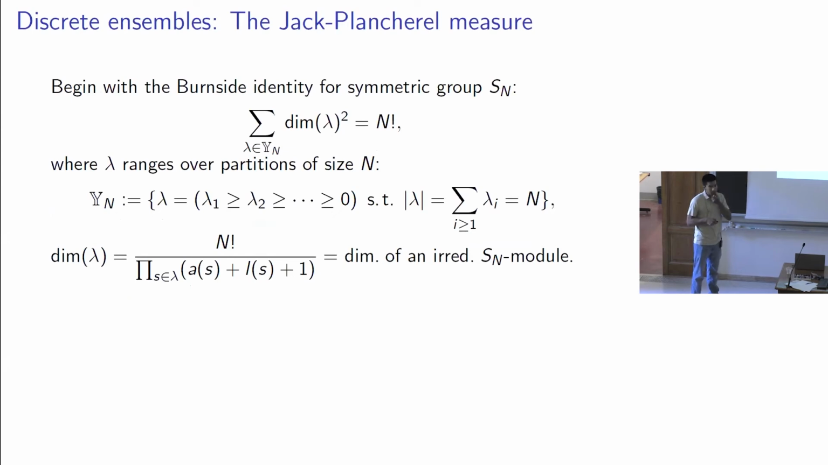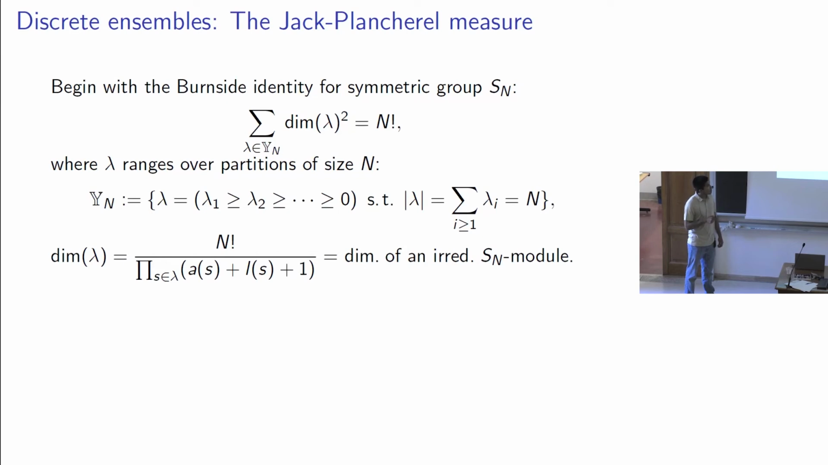Let's begin with something that you might be familiar with, for example from the last talk already. Begin with this equation here. You have seen this in representation theory of the symmetric group, in your class of representation theory: the sum of dimension of lambda squared is equal to n factorial, the size of the symmetric group. What is this dimension of lambda? It is the dimension of an irreducible representation of the symmetric group, and lambda varies over partitions of size n. This is a classical theorem, the Burnside identity.